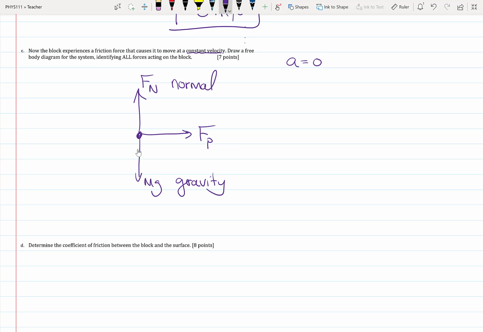We've got the push, which is equal to 100 newtons, that's the push. And now they tell us that there's a frictional force due to friction. It's moving at a constant velocity, so obviously that's kinetic friction. We know from our theory that the force due to friction is equal to mu sub kinetic times the normal force. That's the magnitude of the frictional force.